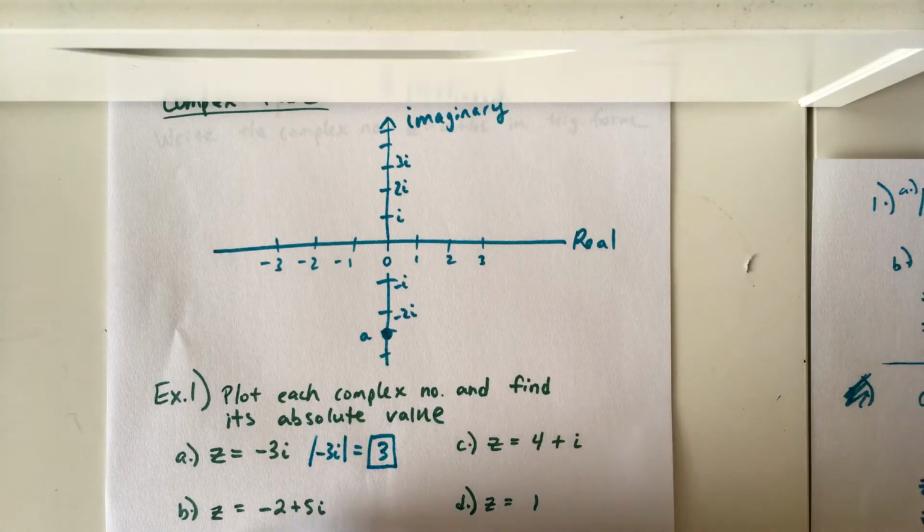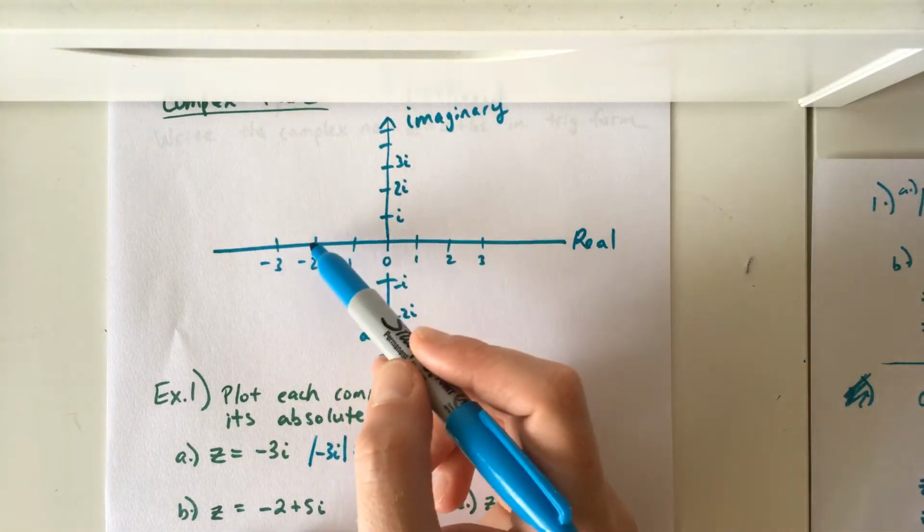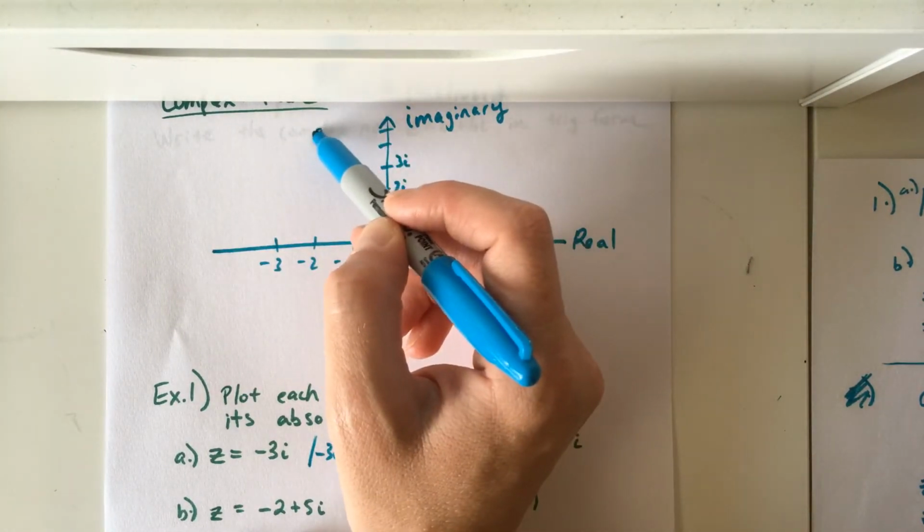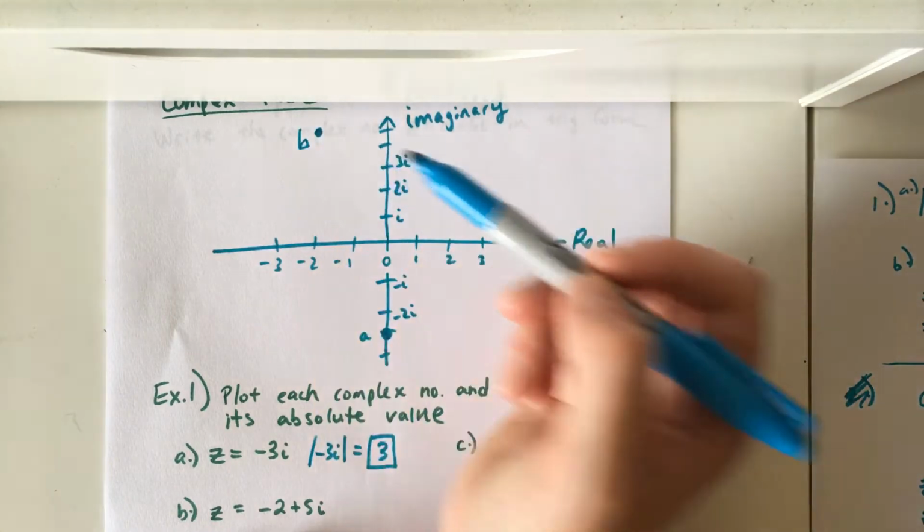For part B, we have negative 2 plus 5i. If we want to plot that point, we have negative 2 plus 5i. It's going to be up here. So here is point B.